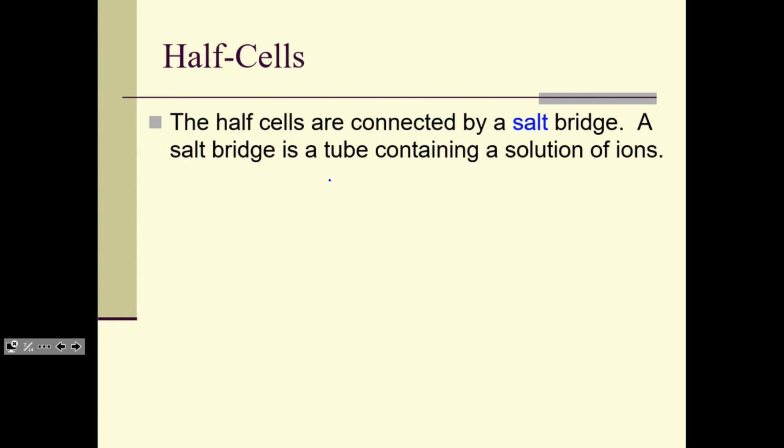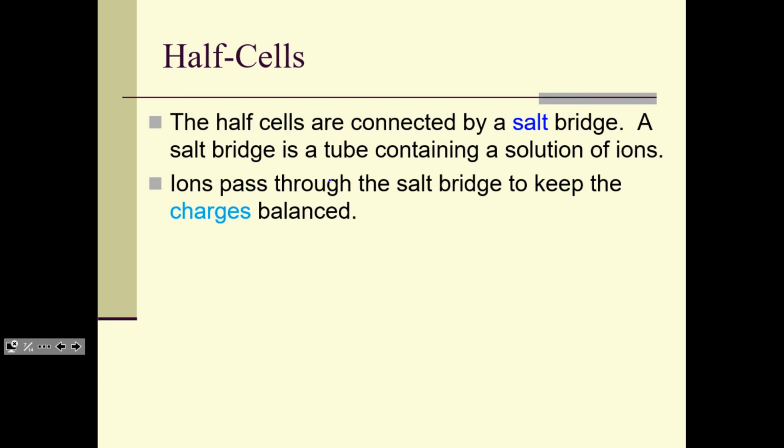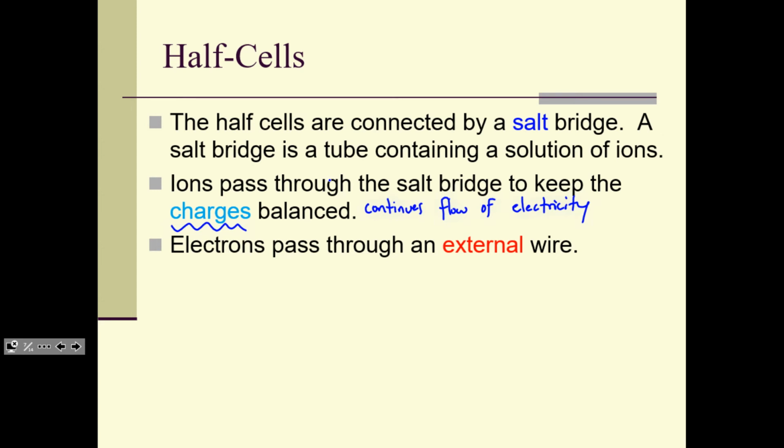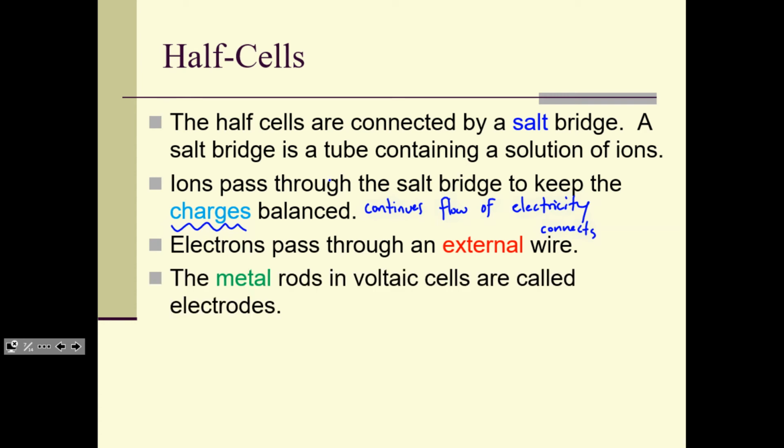So the half cells are connected by a salt bridge. The salt bridge itself is a tube that contains a solution of ions. Ions pass through it, and it keeps the charges balanced, so it continues the flow of electricity. The electrons pass through an external wire that connects both of the metals together. The metal rods are called electrodes. And we have two. We have the anode and the cathode.